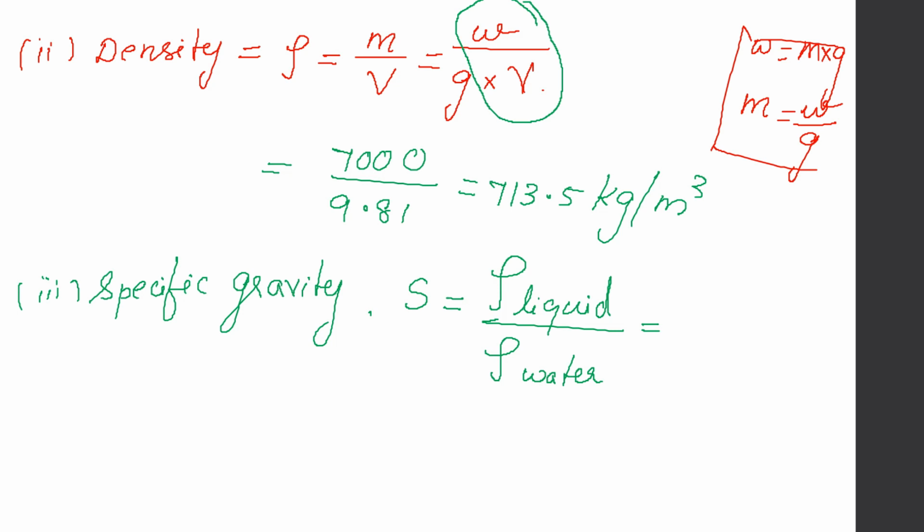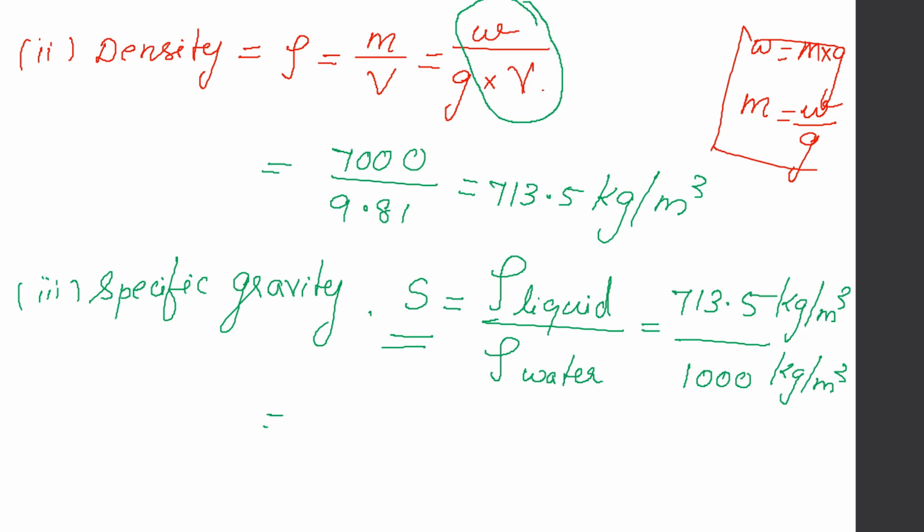Now we know the mass density of the given liquid is 713.5, whereas the mass density of water, we know, is 1000 kilogram per meter cube. Here the unit is kilogram per meter cube in both, so for specific gravity we don't have any unit. It is a dimensionless quantity, and the value is 0.7135. So now we will move on to the next.